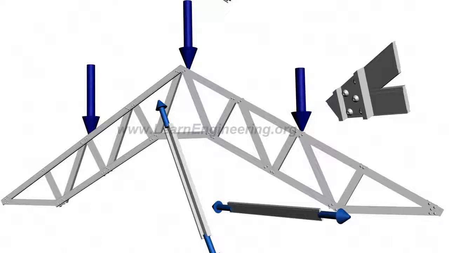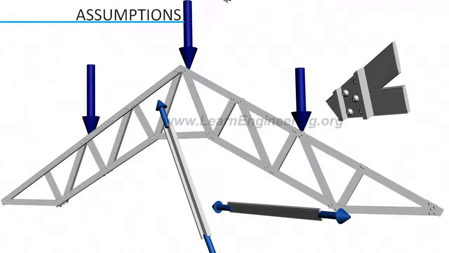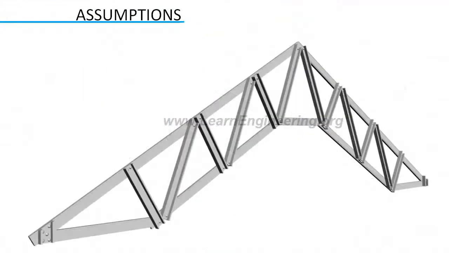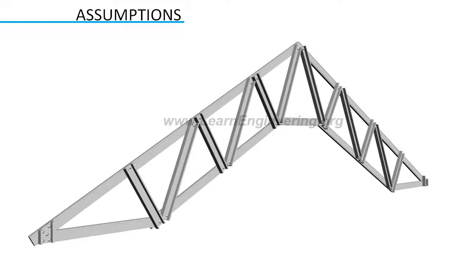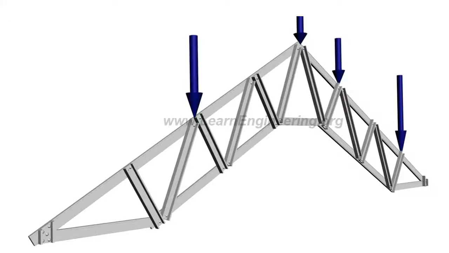Before going to truss analysis, let's see the main assumptions behind it. Truss members are connected at their ends only, and they're connected by frictionless pins, so you don't have to consider any secondary bending moment induced due to friction. The next assumption is that the truss is loaded only at joints, and the last one is that the weight of truss members can be neglected compared to the load acting on the truss.